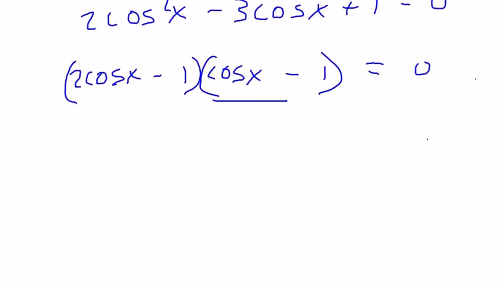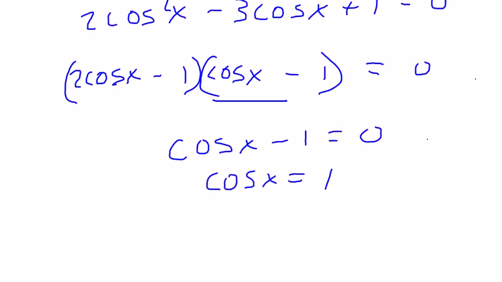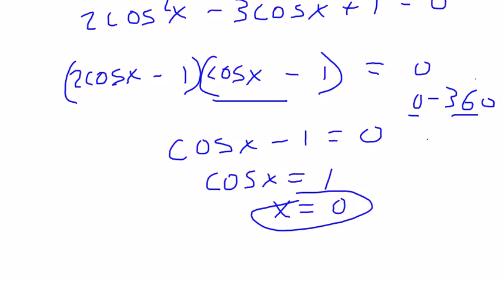I'll do the second part first. This is easier. Cosine of x minus 1 equals 0. This means that cosine of x equals 1. When does that happen? Between 0 and 360, including 0, but not including 360. Okay, if I look on my sheet, cosine equals 1 at 0 degrees. So x then equals 0 degrees.